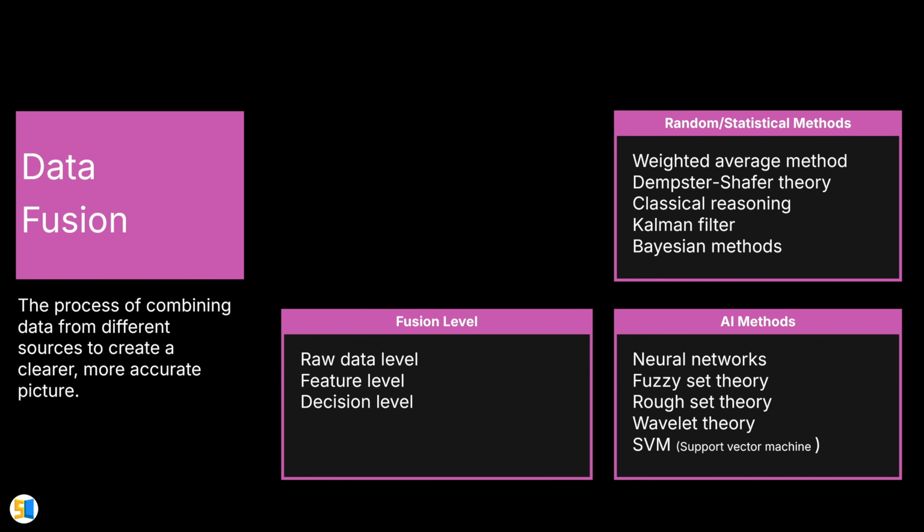And we have AI methods, primarily applicable for feature level and decision level fusions, such as neural network, fuzzy set theory, rough set theory, wavelet theory, and SVM theory.